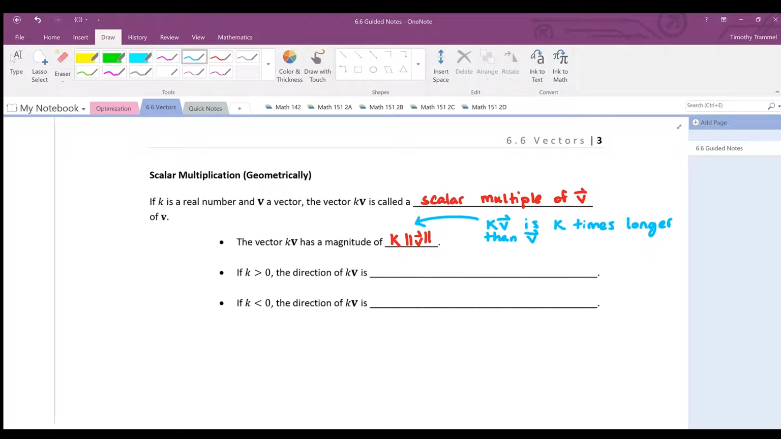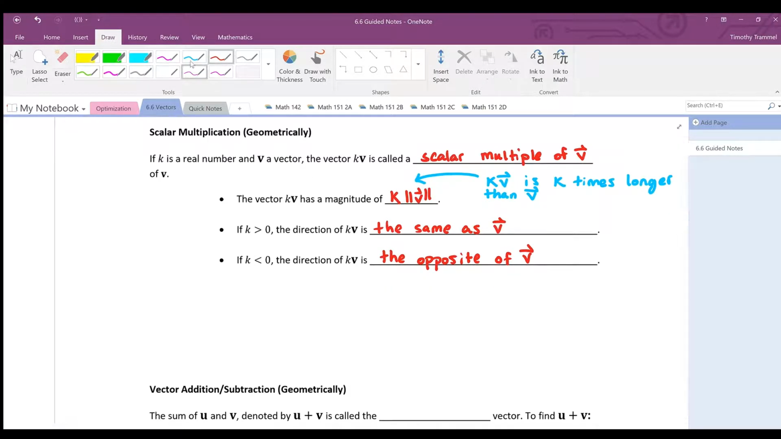So let's just write this out in words here. If k is bigger than 0, the direction of kv is the same as v. And if k is less than 0, the direction of kv is the opposite of v. All right, and we'll make a couple sketches here just to emphasize this point.